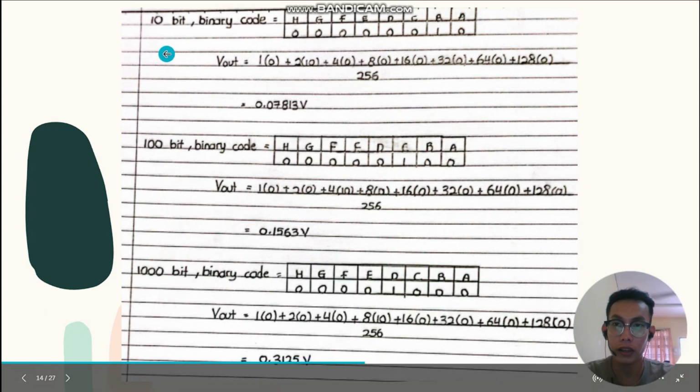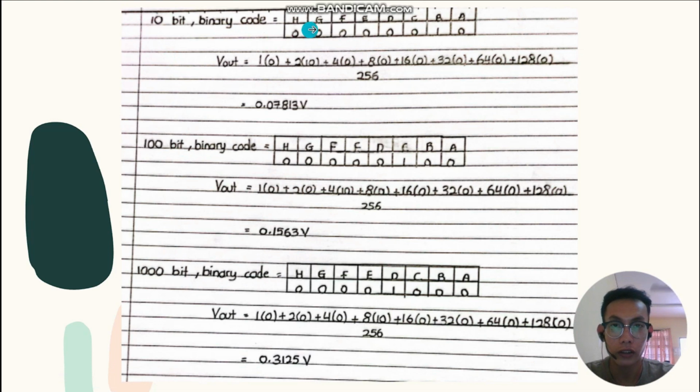For the 10-bit binary code, HGFEDCBA, 00000010. So Vout is 1 times 0 plus 2 times 10 plus 4 times 0 plus 8 times 0 plus 16 times 0 plus 32 times 0 plus 64 times 0 plus 128 times 0 over 256 is equal to 0.07813 volt.